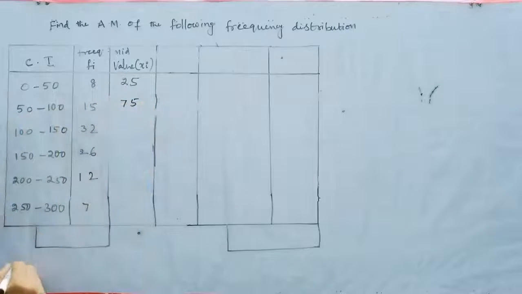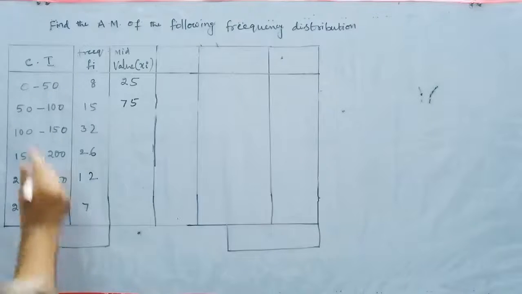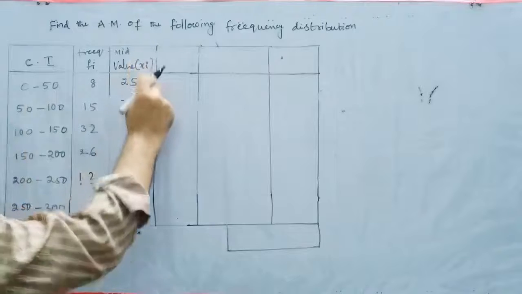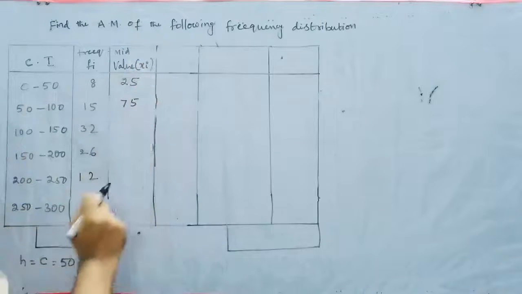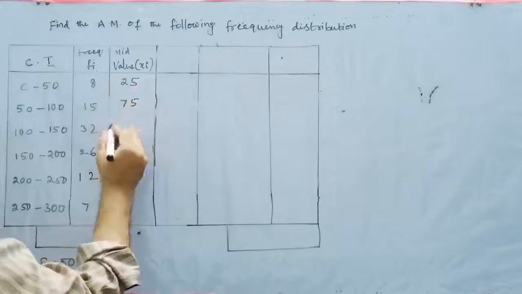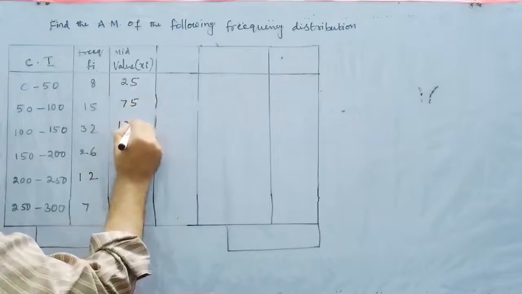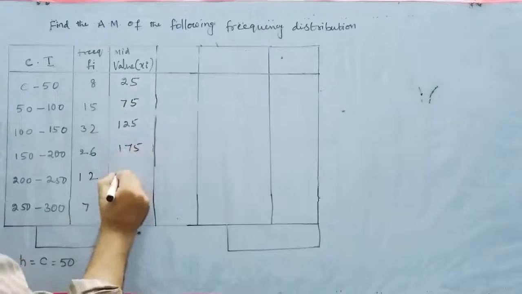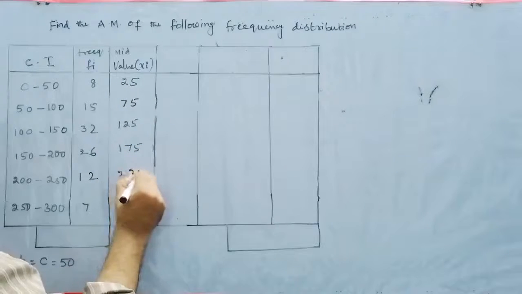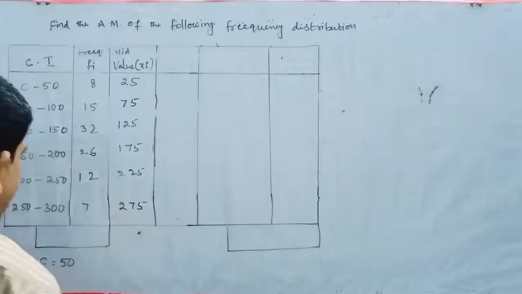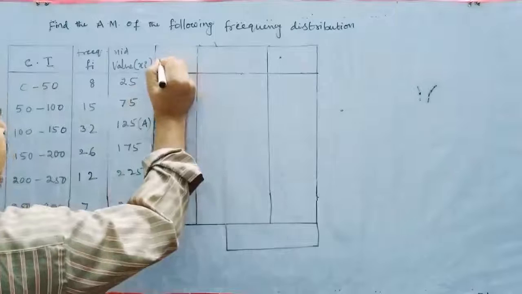See here, height of the class h, or class interval c, is equal to how much? 50. So add 50 to each mid value and you will get the remaining values. 25 plus 50, 75. 75 plus 50, 125. 125 plus 50, 175. 175 plus 50, 225. 225 plus 50, 275. Next we have to find di.